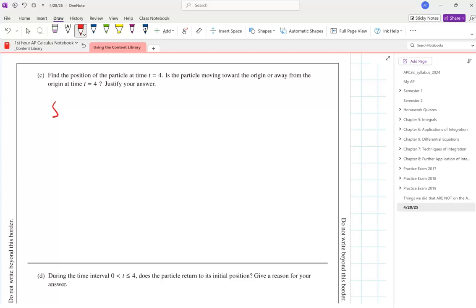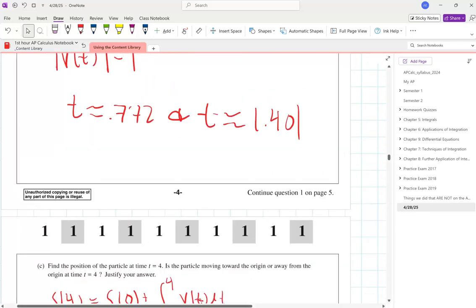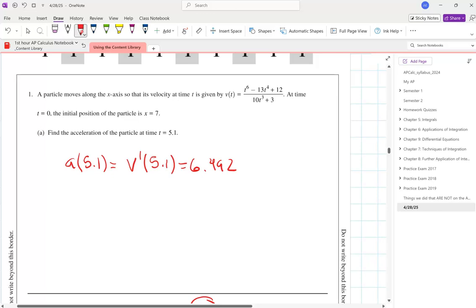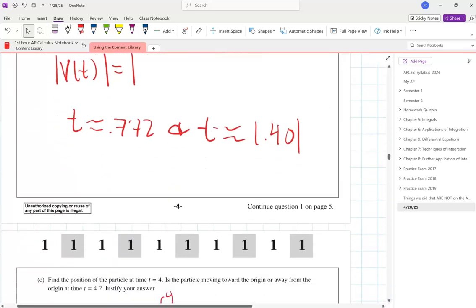So my position function is going to be equal to the position at time 0 plus the integral from 0 to 4 of v of t dt. Easy to forget this. This is your constant. That's your plus c when we're integrating. But it tells us that in the problem, right? At time t equals 0, the initial position is 7. So we know that.